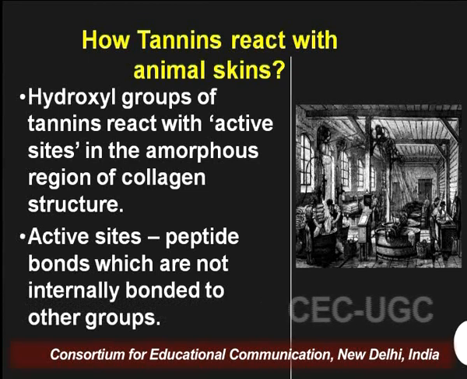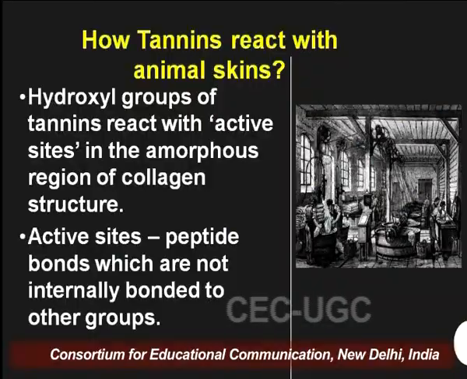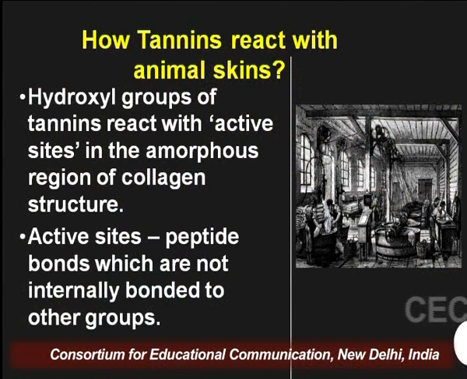Now these tannin compounds are polyphenolic, therefore they have numerous hydroxyl groups in their structure. So when these tannin compounds enter the amorphous region of the collagen fiber, which has intracellular spaces, these hydroxyl groups form bonds with the active sites of that amorphous collagen fiber. Now these active sites are nothing but the peptide bonds that have not formed any bonding with the internal structures. In other words, these peptide bonds are free. So that is why these hydroxyl groups form bonds with these active sites, or the free peptide bonds.